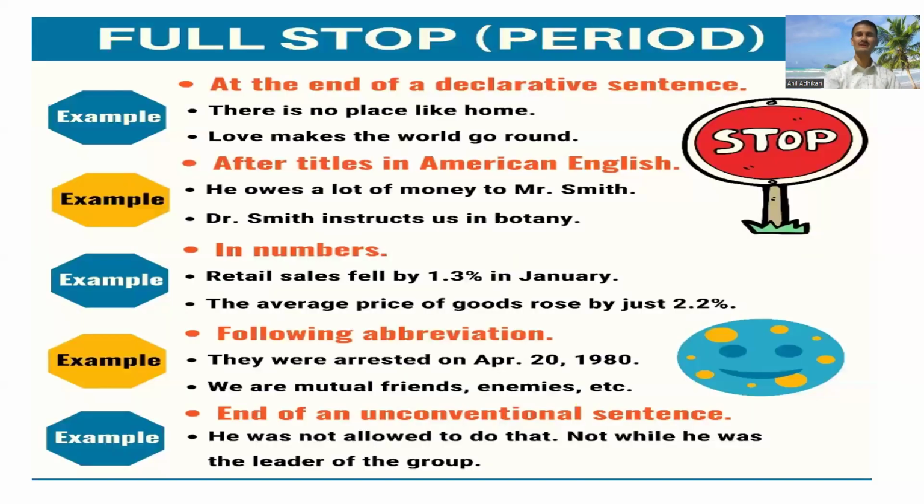Now, look here. Some rules of using period or full stop. At the end of a declarative sentence, I already mentioned to you. There is no place like home. Our school is a beautiful school. Yeah. Law makes the world go around. Similarly, after titles in American English, like Mr., Mrs., Doctor, etc. These are titles. MD, these are titles. Give a full stop after the title, basically in American English. Sometime you may go to America. Can't you go? Oh, of course you can go. So remember this point.